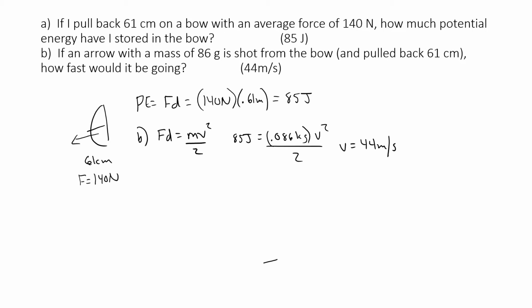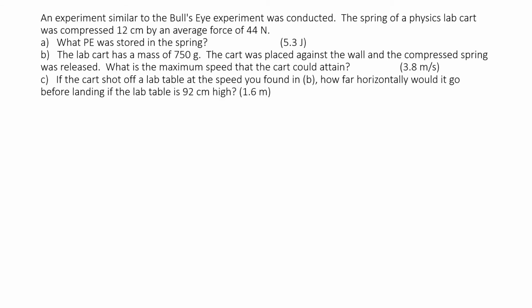So the first two problems are all about just converting energy from one form to another, understanding our three basic types of energy we were dealing with. Next one's another similar thing. We have a table, we have a spring, we have a lab cart on top there. The physics lab cart was compressed 12 centimeters with 44 newtons of force. The first part is how much potential energy is stored in there. So again, this is elastic potential energy. So we're F times D.